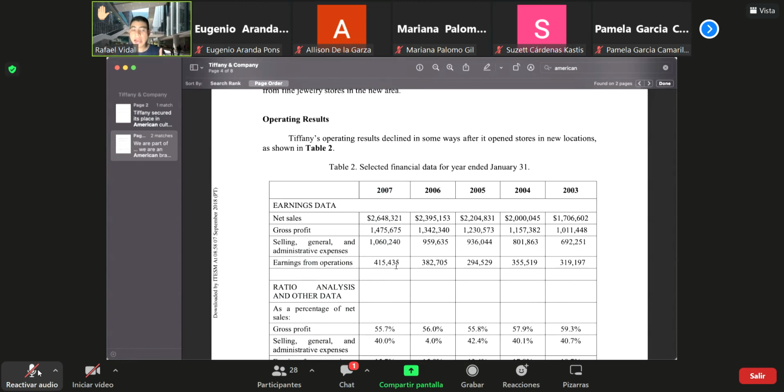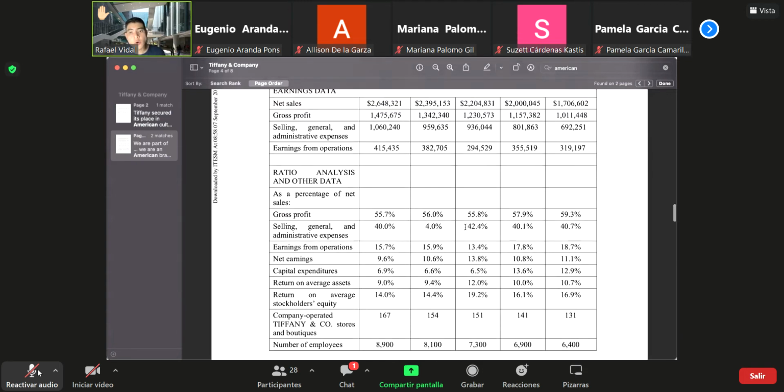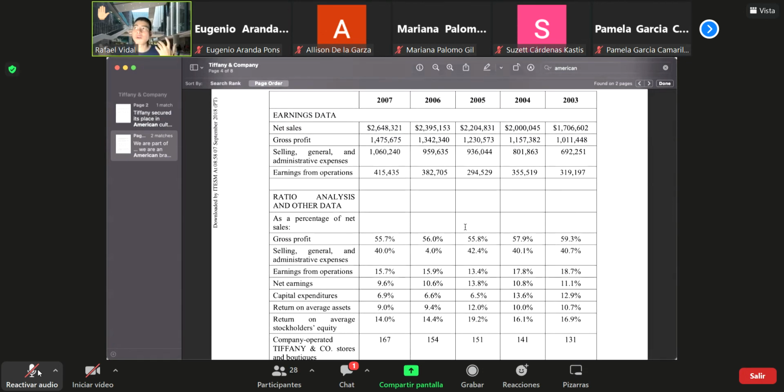Okay. However, when we look at the balance sheet, we see that the margins are not going up. So yes, I'm having more money, but in terms of percentages, in terms of revenues and costs, I'm not gaining more money. I'm gaining less money.